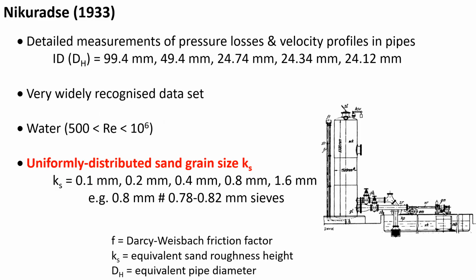These experiments were conducted by Nikuradse with detailed measurement of pressure loss and velocity profile in pipes with internal diameter from 24 to 99 millimeters, using water on uniformly distributed sand grain size ranging from 0.1 millimeter to 1.6 millimeter.